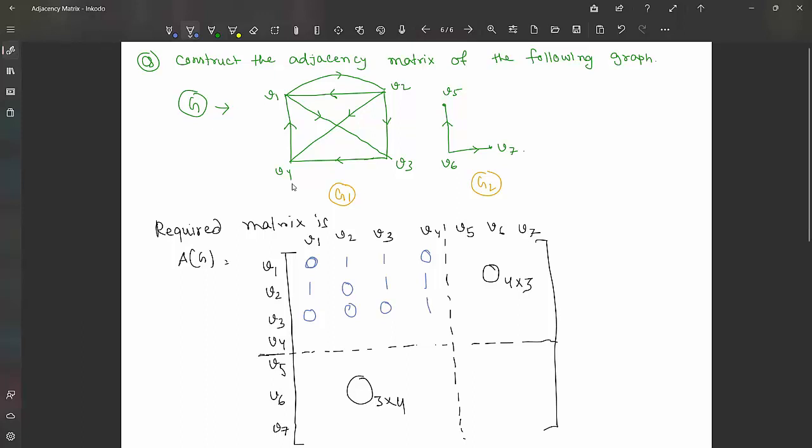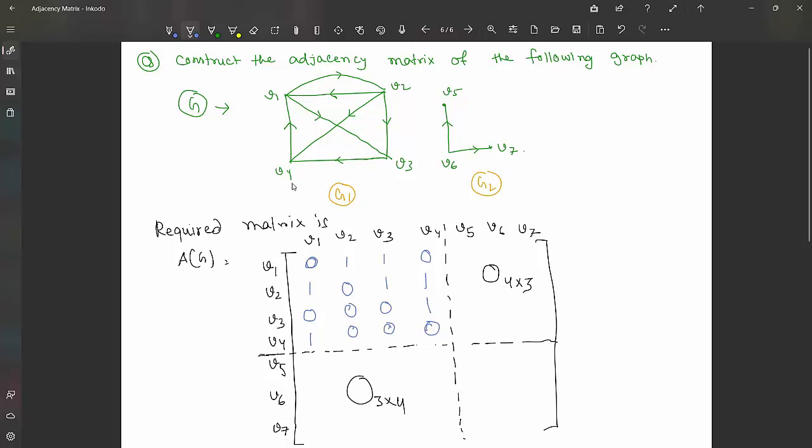Then comes V4. So V4 to V1, it is going. So V4 to V1, this is 1. V4 to V2, it is in the opposite direction. So V4 to V2, it is 0. V4 to V3, it is also in the opposite direction. And that means this is also 0. And V4 to V4, there is no self loop. So that's why it is also 0. So this is the end of the adjacency matrix of G1.